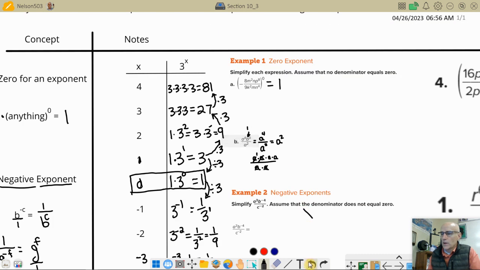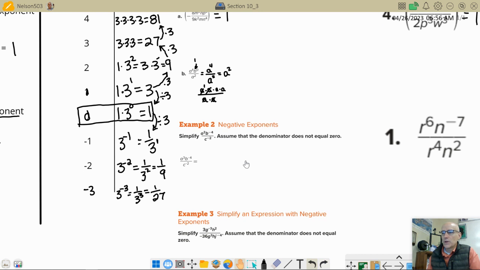Let's go back here and let's look at the negative exponent example. If you have something to the negative exponent, it really means it belongs in the denominator. So that b to the 4th is going to the denominator. That c to the negative 2 is going to the numerator. So I end up with a cubed c squared all over b to the 4th. The negative is just saying switch the location of that factor. It belongs in the denominator. This factor here belongs in the numerator, right?